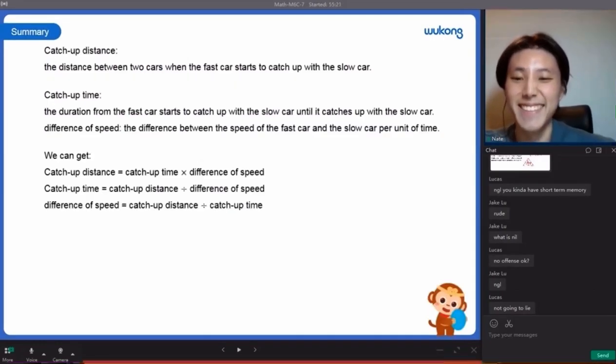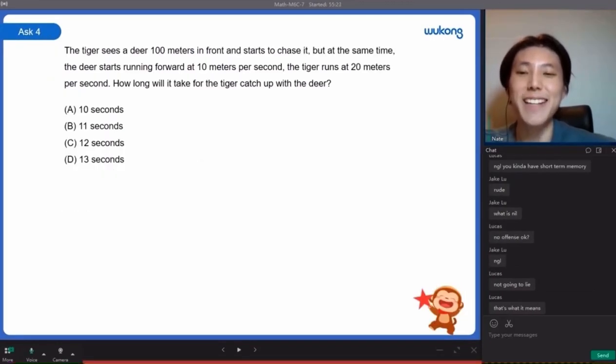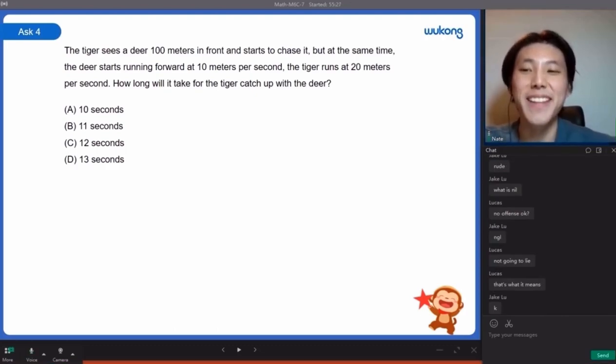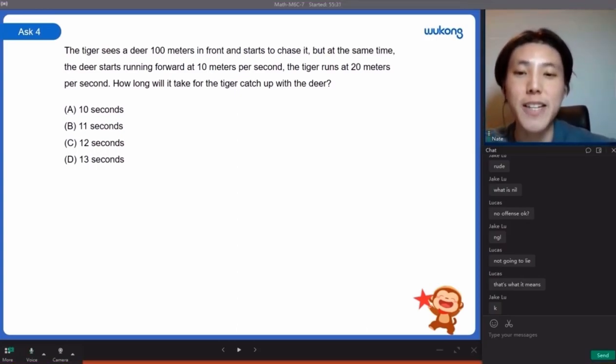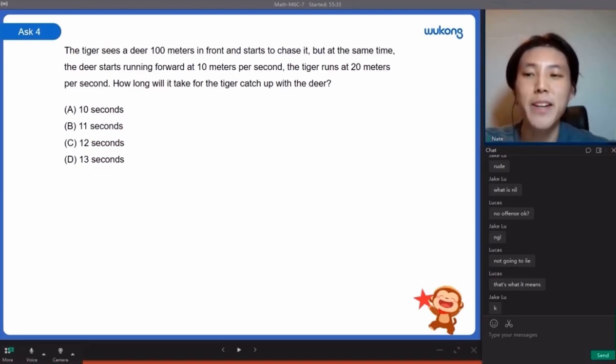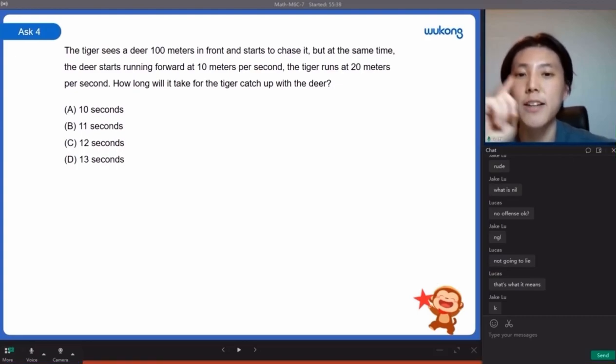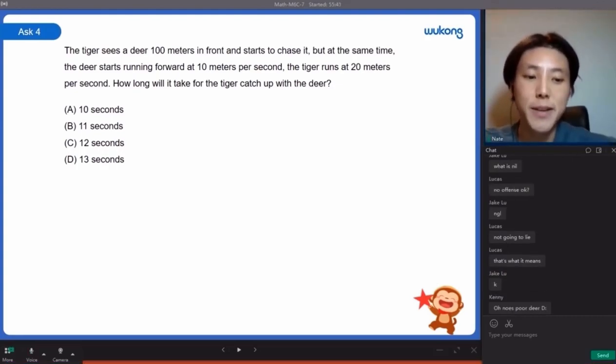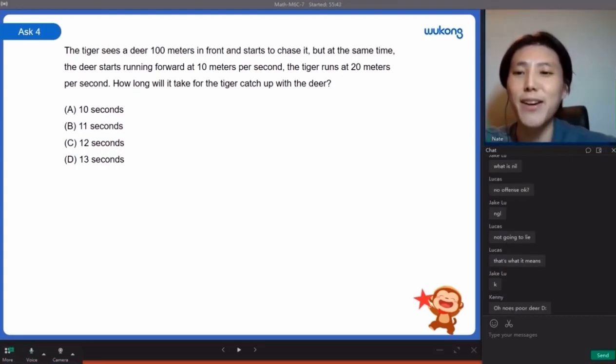So let's try the next question, guys. The tiger sees a deer 100 meters in front and starts to chase it, but at the same time, the deer starts running forward at 10 meters per second. The tiger runs at 20 meters per second. Now, how long would it take for the tiger to catch up with the deer?